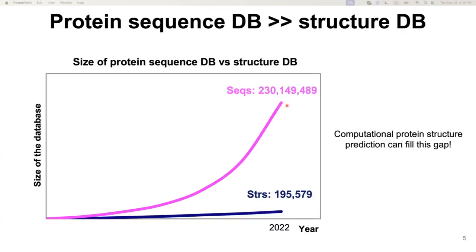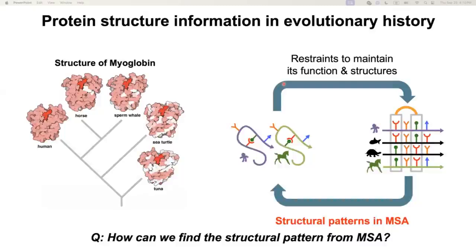So to fill this gap computationally, many researchers have worked to develop protein structure prediction methods that basically predict the 3D structures from each amino acid sequence, and they explored various ideas. And I want to share one of the key concepts that really changed how we predict protein structures.